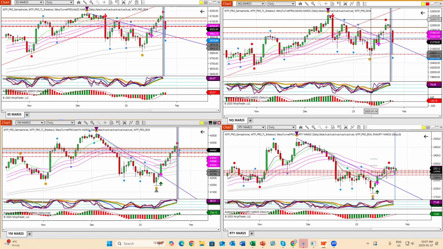Same with the NASDAQ. We had a very choppy corrective move down to the tunnel. We didn't get the gray semaphores here, like we got them in the YM and the RTY. And then we moved up and then we broke down.